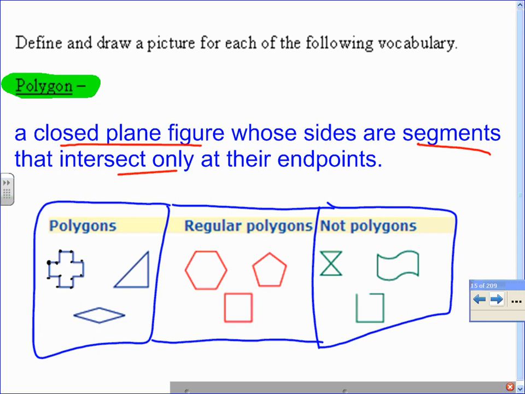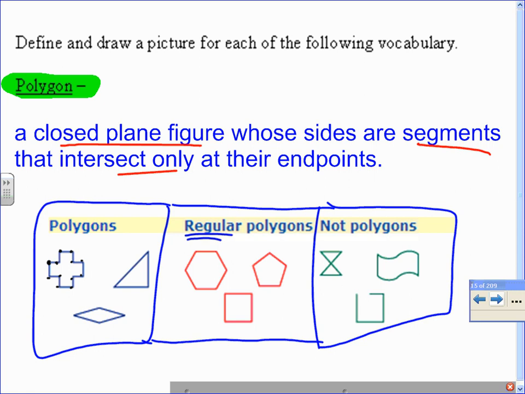Now, a regular polygon, this is something a little bit different. If it's a regular polygon, that means all the sides are the same and all the angles are the same. You will hear this word a lot in geometry, especially when you do proofs. If it's a regular polygon, all sides and angles are exactly the same.